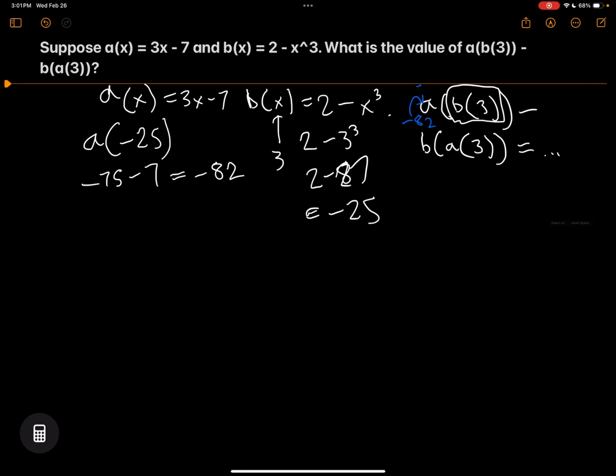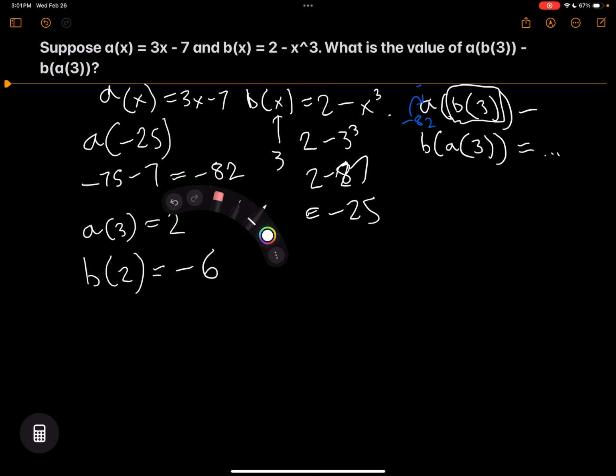So a of 3, we're just going to replace the value for x with 3 again. 3 times 3, that's 9 minus 7, that gives us 2. Then we put that into the function b. It becomes b of 2. So then we have 2 minus 2 cubed, 2 minus 8, that's negative 6. So we've successfully found the value for b of a of 3, and that's going to be negative 6. Okay. And that's all we need to do there.